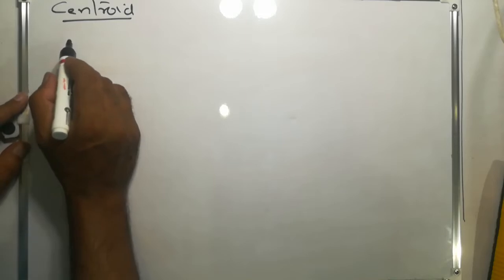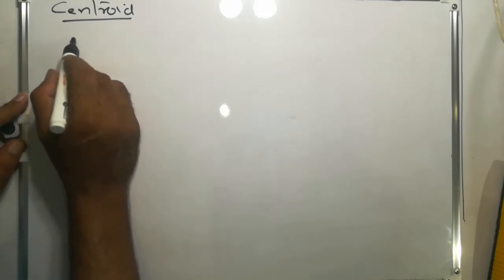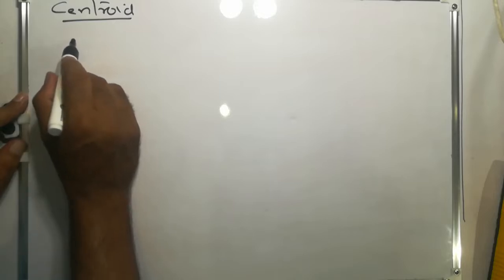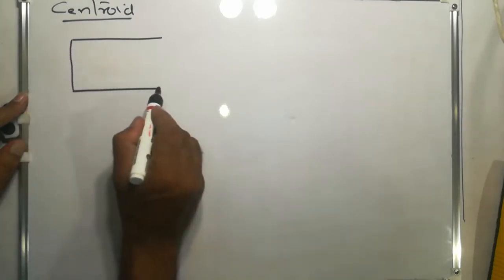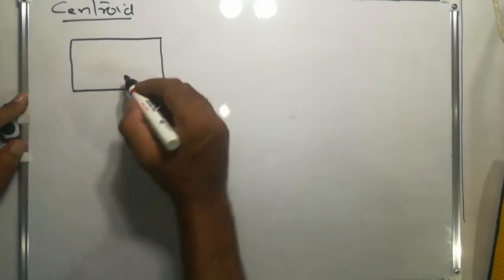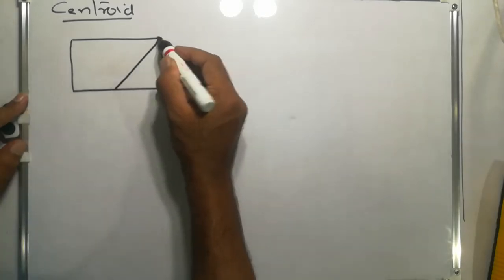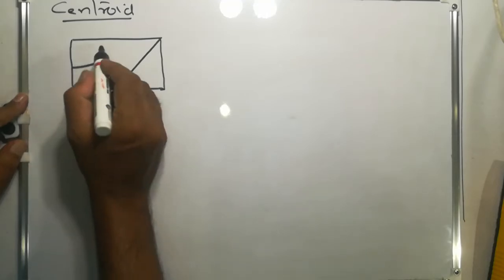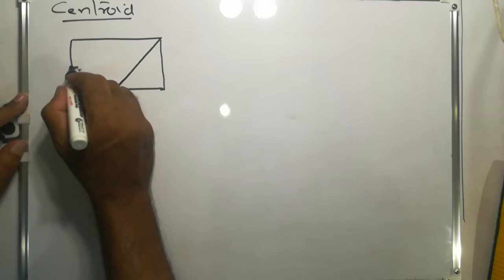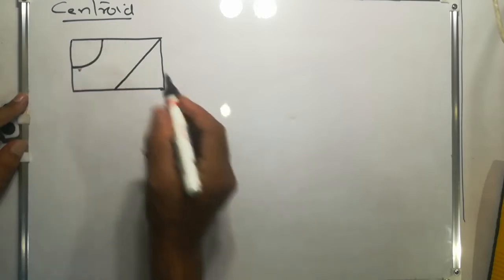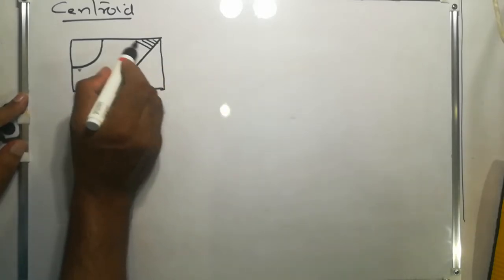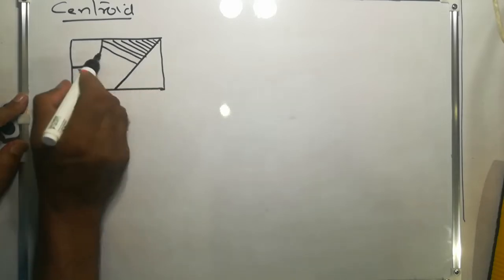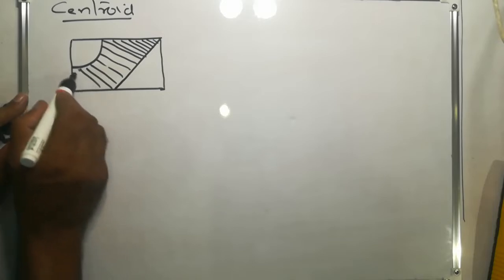In this problem, we are going to see a complex shape having blank areas also. So we need to find the area, the centroidal coordinates, or locate the centroid of this shaded portion.